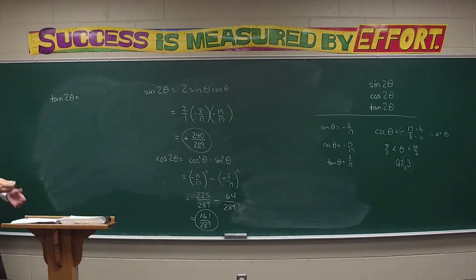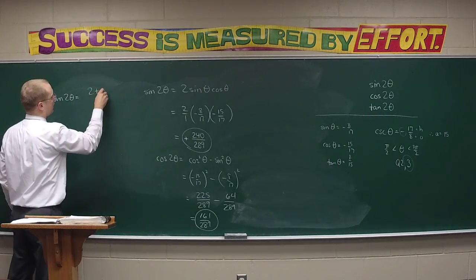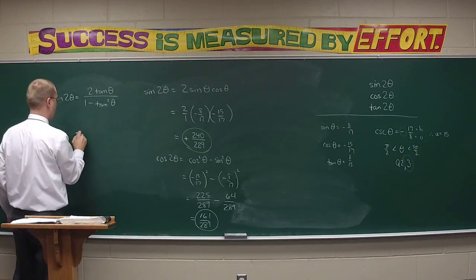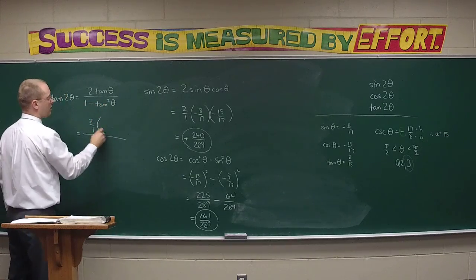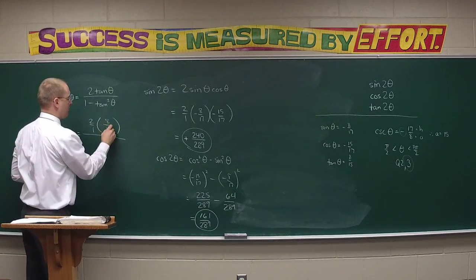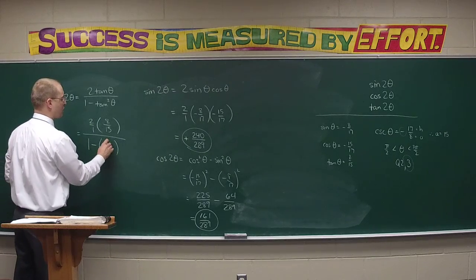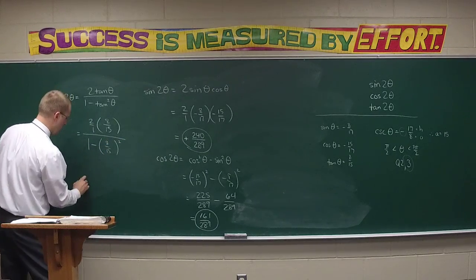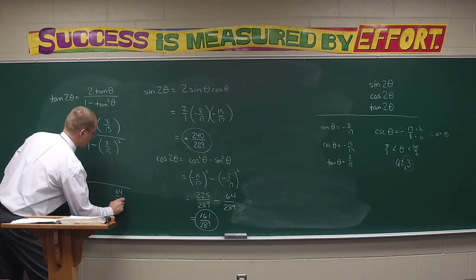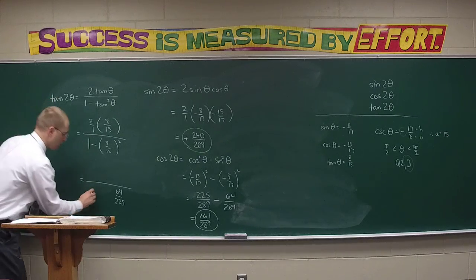And so we write out the tangent double angle identity, which is 2 tangent over 1 minus tangent squared. 2 tangent means 2 times tangent, which is 8 over 15, so 16 over 15. Then we have 1 minus, and we're going to square the 8 15ths. What do we get if we square 8 15ths? 64 over 225. And I should probably rewrite the 1 as 225 over 225.